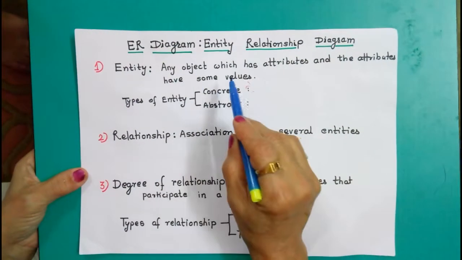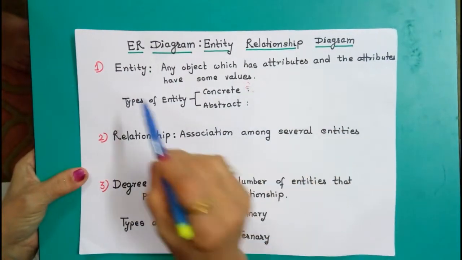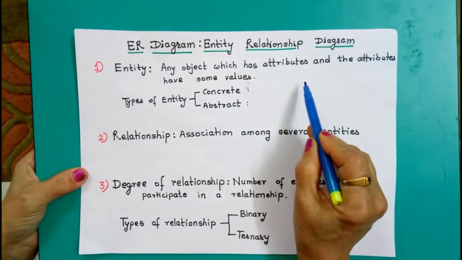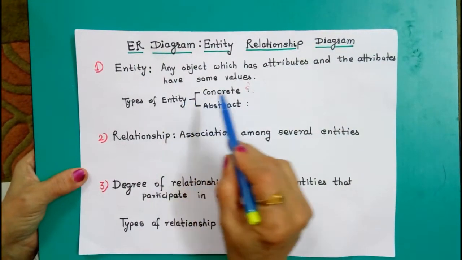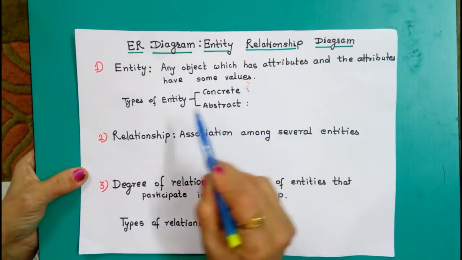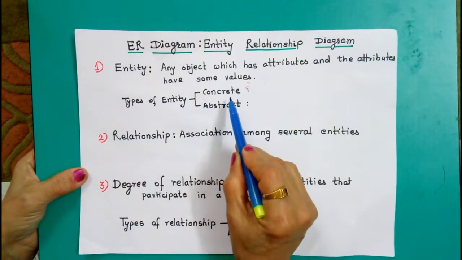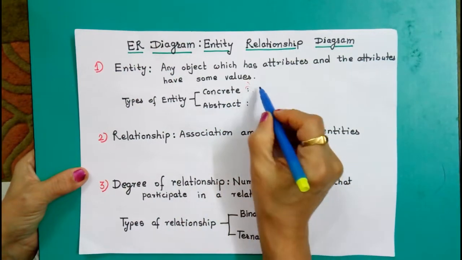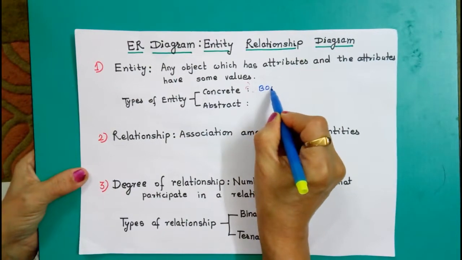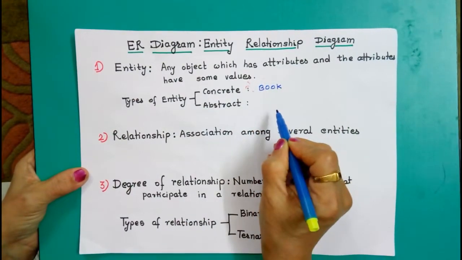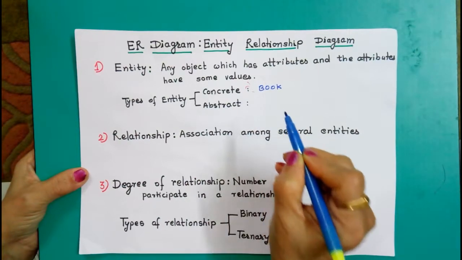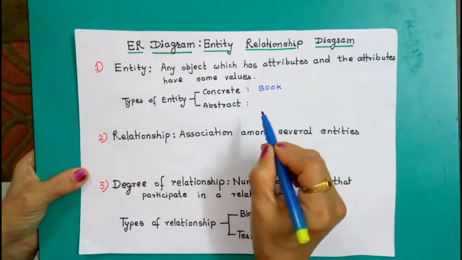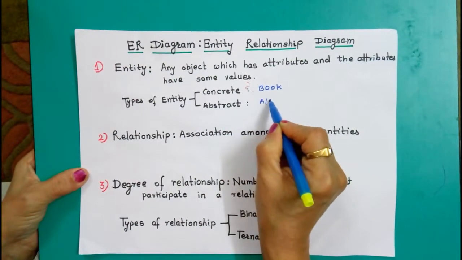ER diagram, entity relationship diagram. Entity: any object which has attributes and the attributes have some values. The entities can be concrete entity or abstract entity. Book is a concrete entity because book has weight and it has some mass. Abstract entity, the example is account number.